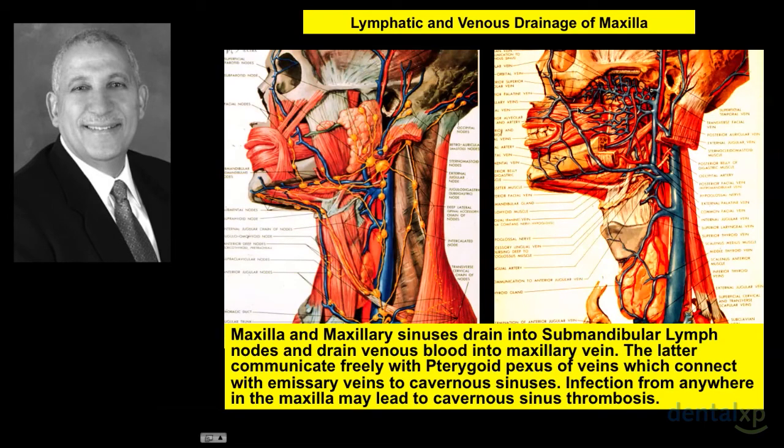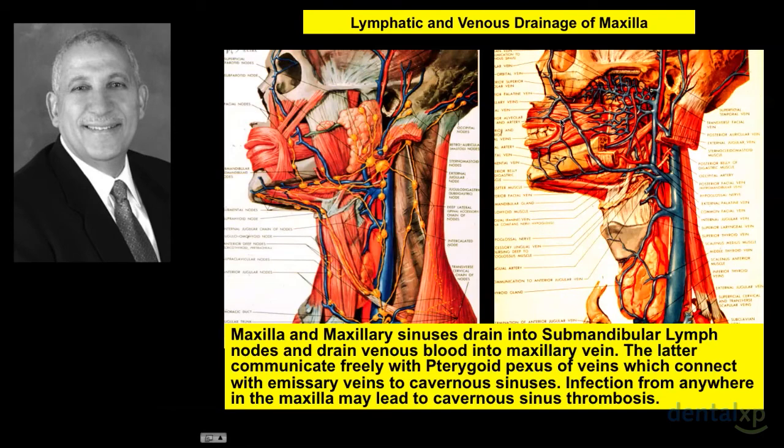How about venous drainage? Most of the maxilla drains into the maxillary vein, and the maxillary vein is deep in the head, in the infratemporal fossa area, and it overlies the lateral pterygoid muscle. That maxillary vein communicates with a plexus called the pterygoid plexus of veins, and the pterygoid plexus of veins communicates via emissary veins to the cavernous sinus. So anywhere in the maxilla, the infection can spread through the maxillary vein to the pterygoid plexus of veins and can cause cavernous sinus infection and thrombosis.